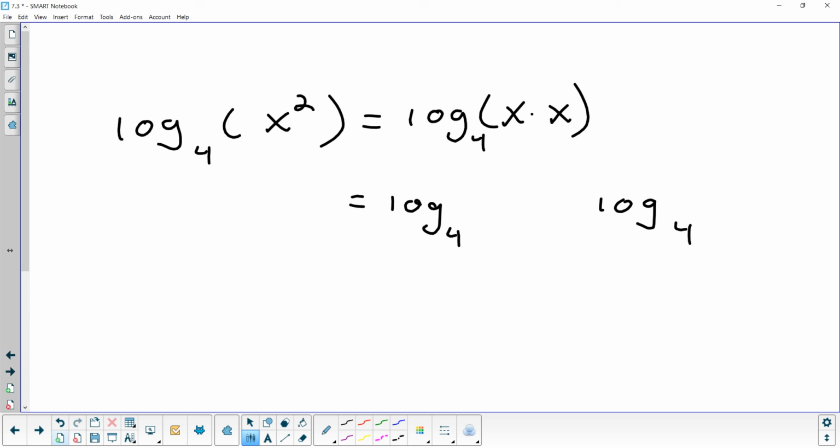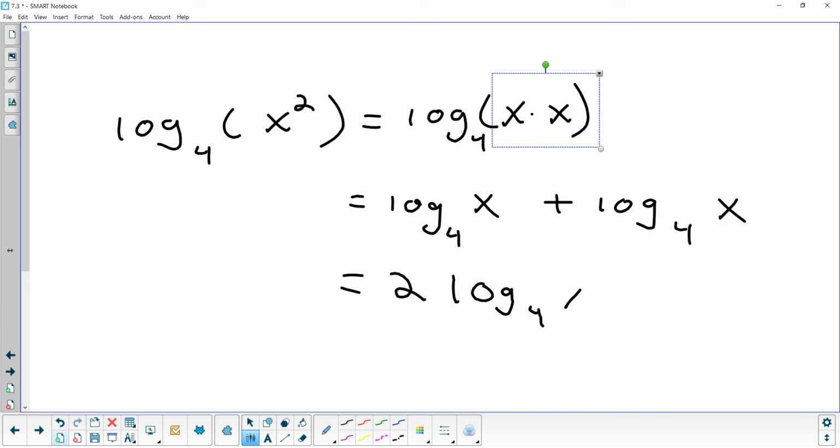And when we have multiplication between logs, what sign do we put? Is that addition or subtraction? Johnny? Addition. My first argument is the first letter. My second argument is the second letter. So I have log base 4 of x plus another log base 4 of x. How many log base 4 of x's is that? 2. I have 2 log base 4 of the x's.